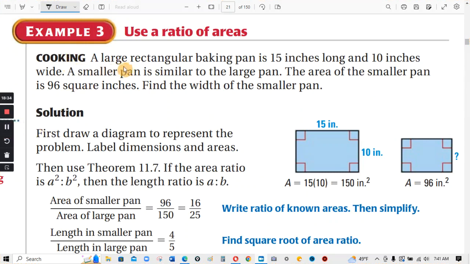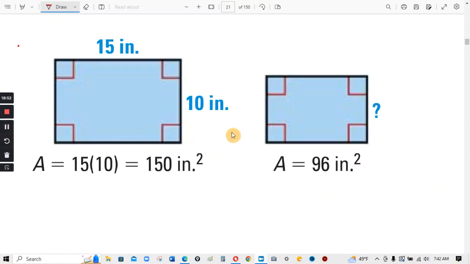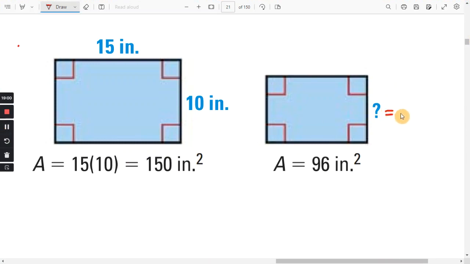Example 3. A large rectangular baking pan is 15 inches long and 10 inches wide. There's a diagram. A smaller pan is similar to the large pan. The area of the small pan is 96 square inches. Find the width of the smaller pan. Let's take a look. All right, so we have our baking pans here. We're looking for the width of the smaller pan. Since the question mark is here, I'm going to assume that this is the width. In which case, for this bigger pan, this would be the width right here. Because they said these are similar.